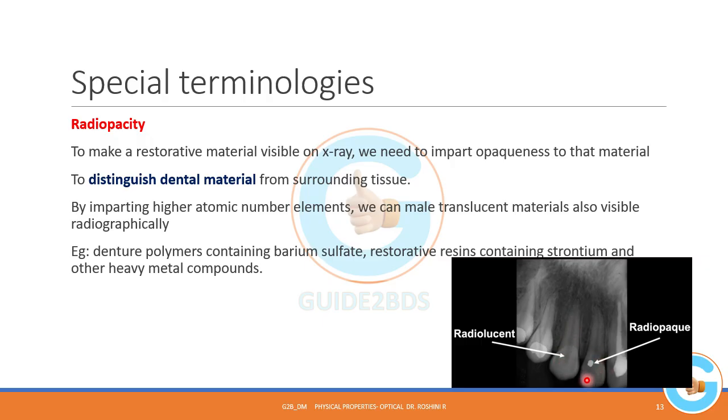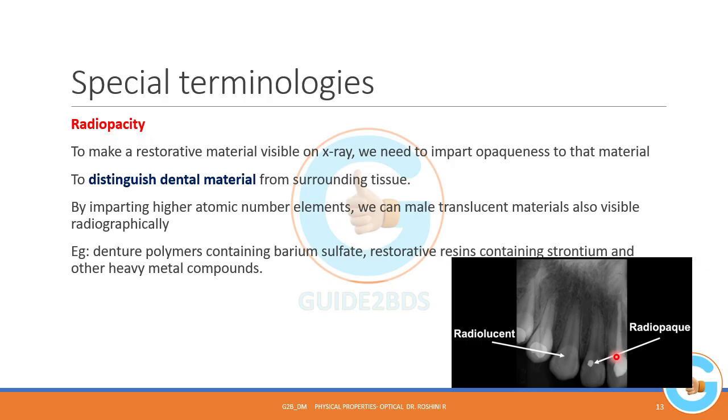So, in order to make a restoration radio opaque, you need to add some radio opaque markers within the restoration, like your barium sulfate, your restorative resins will contain your strontium, and a few heavy metal compounds. These are the materials that will make the restoration radio opaque and will not allow the light to pass through, will be absorbed within itself, and whenever you view under a radiograph, you will be able to differentiate, okay, this is the restoration, this is my natural tooth, this is the margin of the restoration, the margin is good, or this is my root canal filling, the filling is intact.